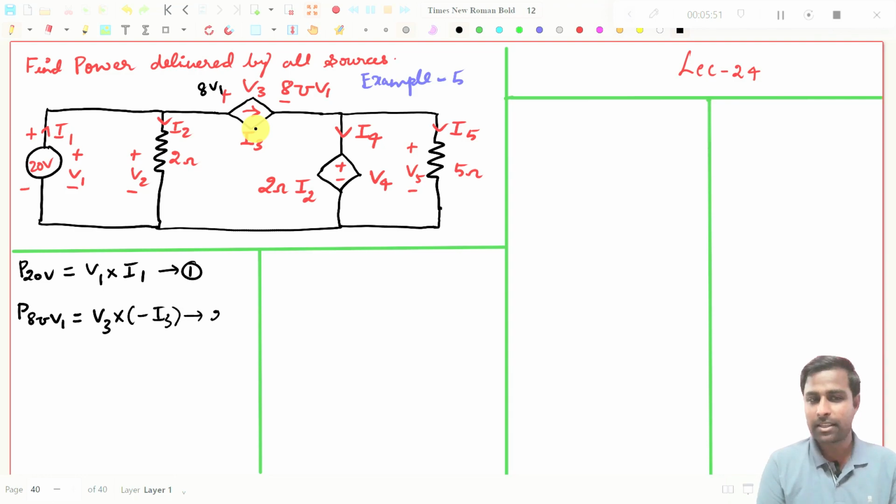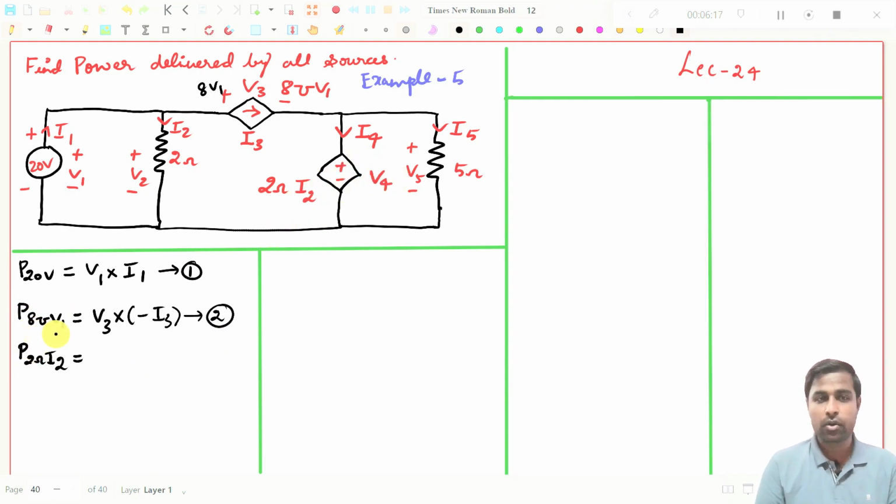Minus I3. This is expression number 2. That is why I am telling you from the beginning. So you see, the next source is this voltage source, that means a current dependent voltage source. So I will write here P 2 ohms, P 2 ohms, I2 source will be equal to, what is the voltage?